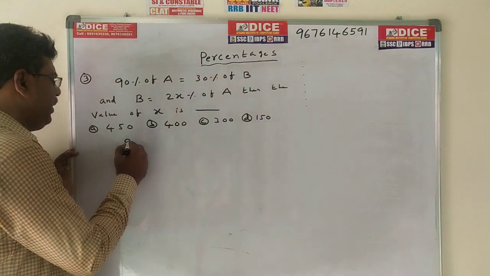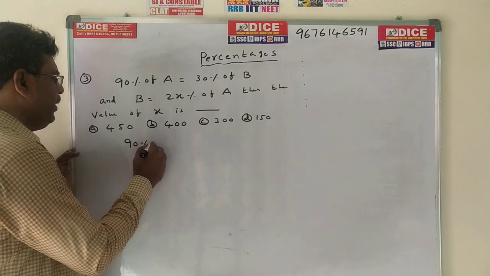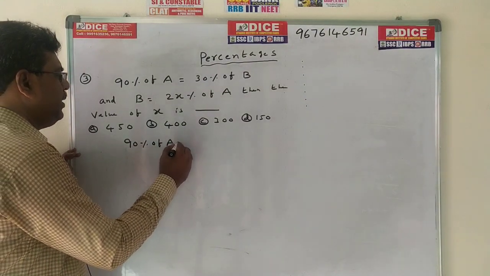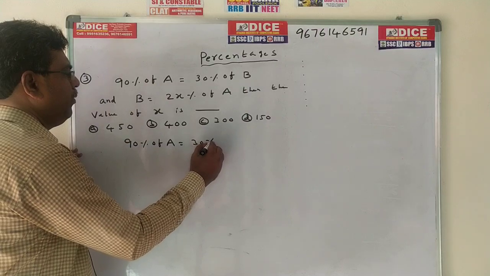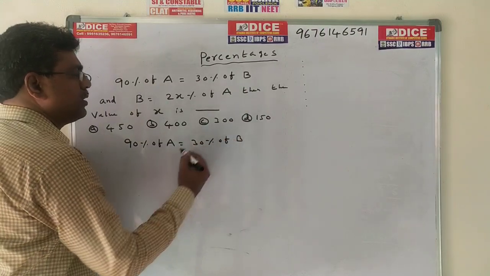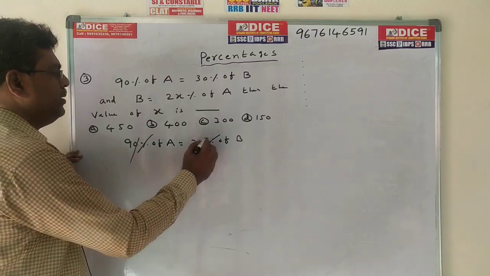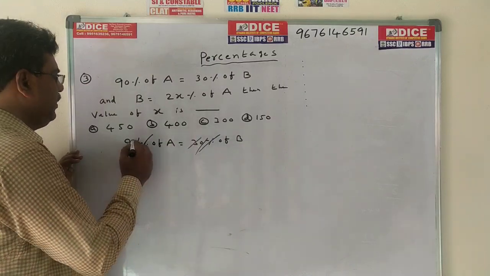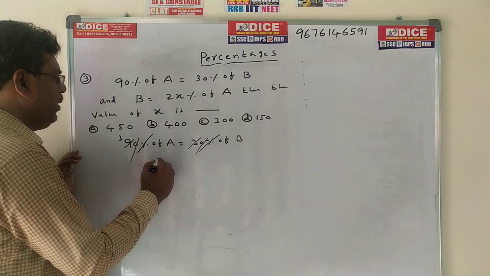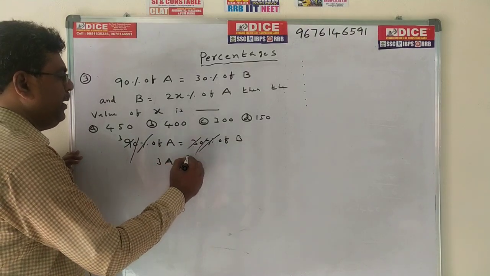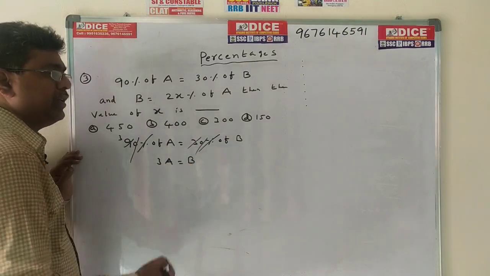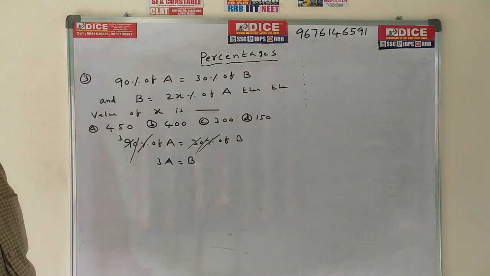90% of A is equal to 30% of B. First of all, you can cancel the percentage and percentage. This is 0 and 0. 3 ones are 3, 3 threes are 9. So 3 into A, 3A is equal to B remaining. So finally the condition is 3A is equal to B.